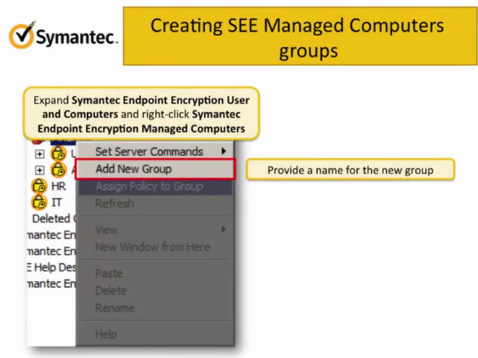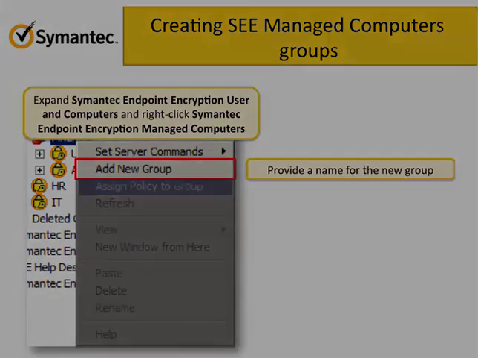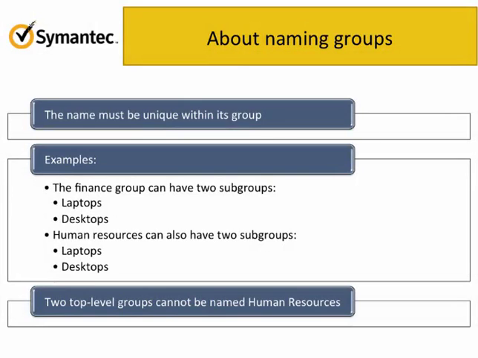In order to create an SEE Managed Computers group, expand the Symantec Endpoint Encryption Users and Computers, and then right-click Symantec Endpoint Encryption Managed Computers. At this point, we provide a new name for the new group. Now for some information about naming groups. The name must be unique within its group. We have some examples. The finance group can have two subgroups, laptops and desktops. Human resources can also have the same two subgroups, laptops and desktops. The two top-level groups, however, cannot both be named human resources.